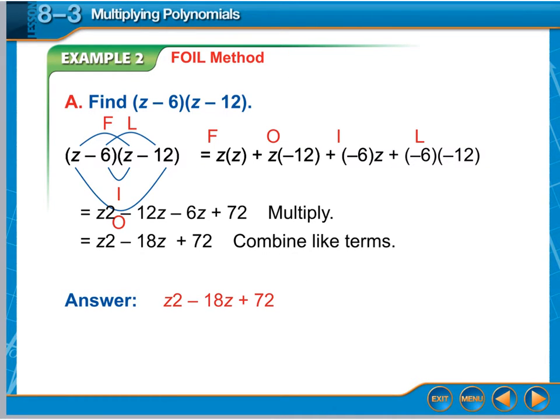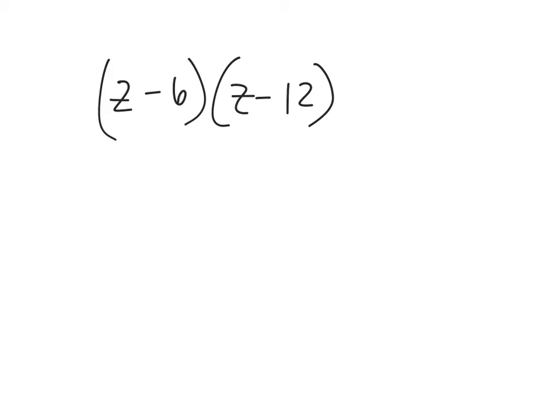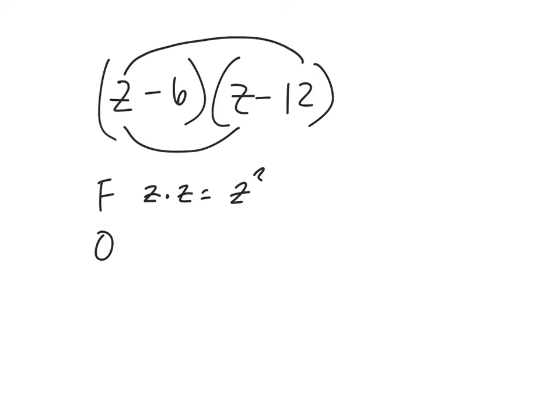I've got z minus 6 and z minus 12. So I'm going to make a new page here. And I'm going to put my customary, that's what I do to my z's. I put that little line in so you know that that's a z. All right, so the first term in each one is z times z, which is z squared. Okay? The outside term are these two. So that's a z times a negative 12, which is negative 12z.